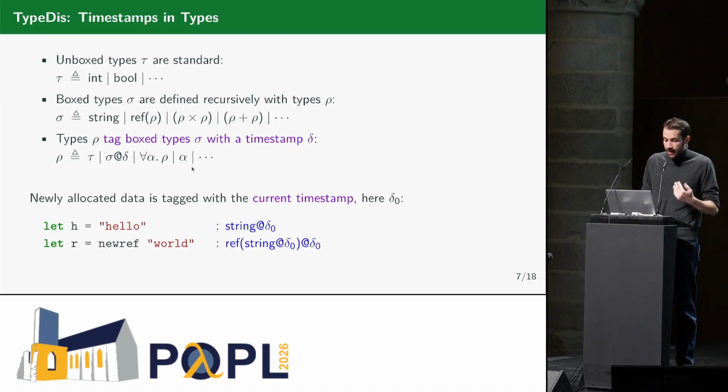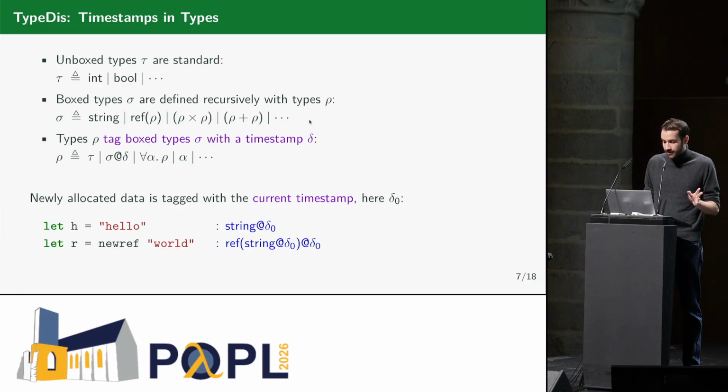And the idea, as I said, is that newly allocated data will be tagged with the current timestamp. Here, let's say it's delta 0, so if we have a string, hello, we have a string at delta 0, and if we allocate a ref on a string, we get a ref on a string at delta 0 itself at delta 0. So we really have these identifiers everywhere in the types.